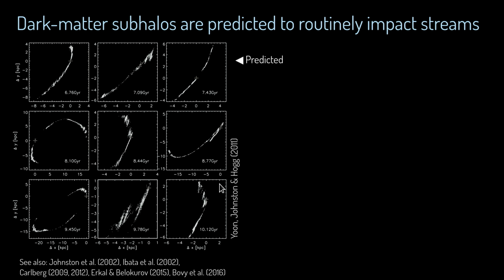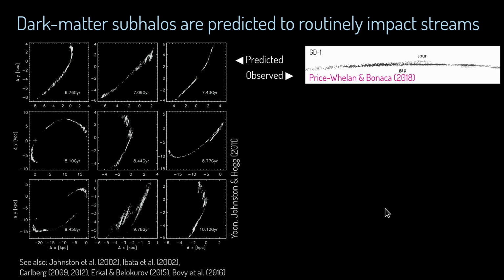So I'm showing here a gallery from some early work from Kathryn Johnston's group in 2011, showing simulated globular cluster streams impacted by dark matter subhalos, and you can see they're all on different orbits, and they all show signs of perturbation, like these gaps or stream folds. And there's been a lot of theory work setting up what the observations should be. And now finally we got us opening the floodgates.